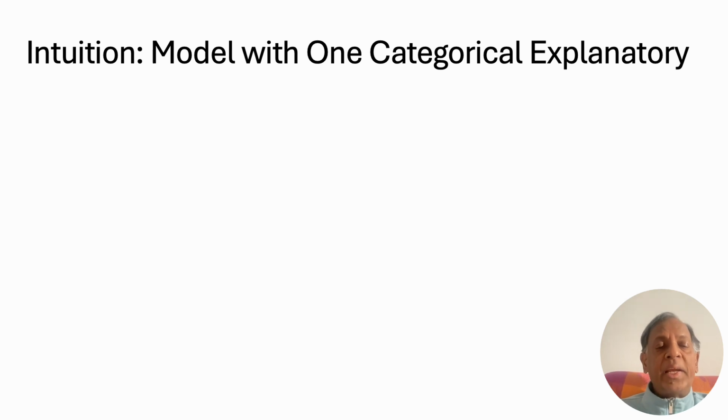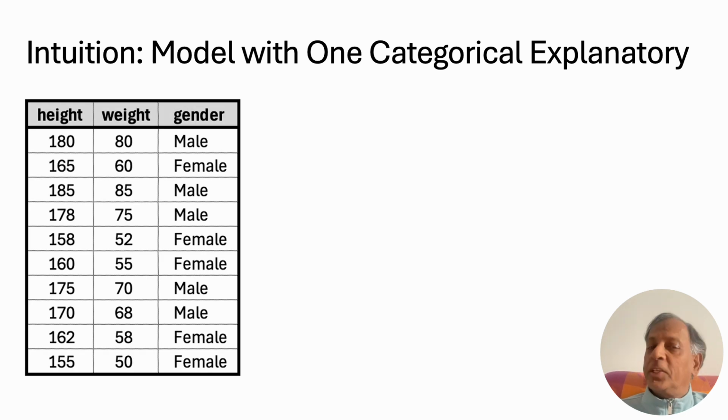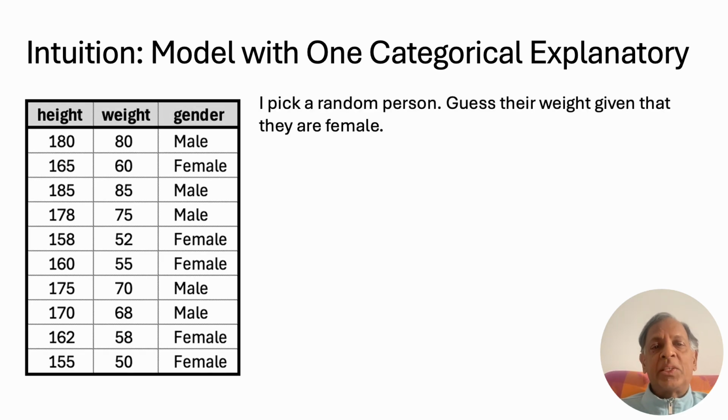Okay, let's take a look at a model with one categorical explanatory variable. Okay, so same data. This time I say I pick a random person, guess their weight given that they are female. Okay, this time I gave you the gender as well. Last time I did not give you the gender.